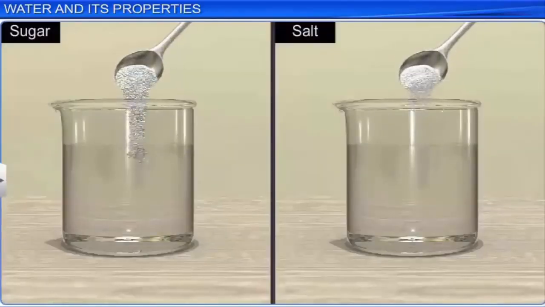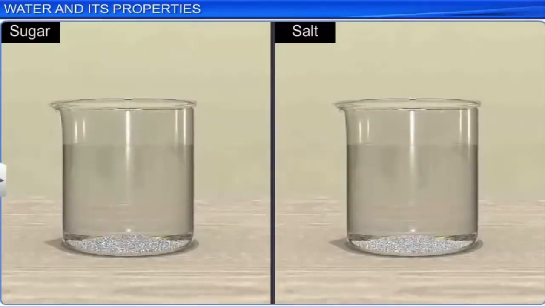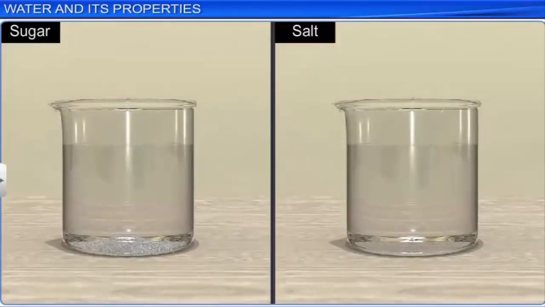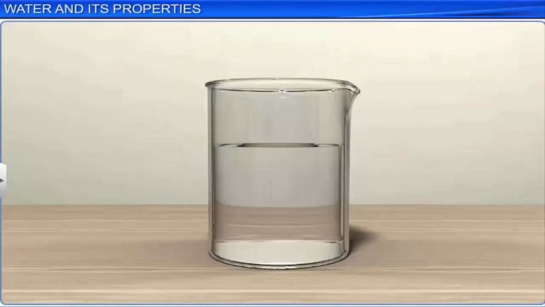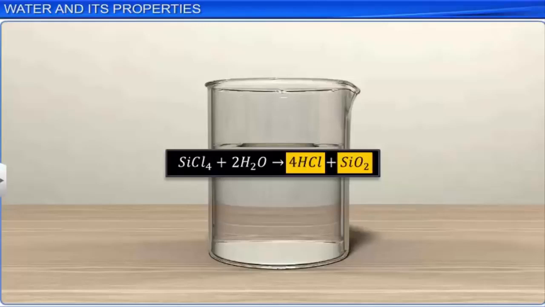Hydrolysis reactions. Water is a strong solvent and dissolves many ionic compounds. However, due to its high dielectric constant, it has a very strong hydrating tendency and can easily hydrolyze many ionic and covalent compounds. Water hydrolyzes the oxides and halides of nonmetals to their respective acids. For example, it hydrolyzes phosphorus pentoxide to give orthophosphoric acid. It also hydrolyzes silicon tetrachloride to hydrochloric acid and silicon dioxide.